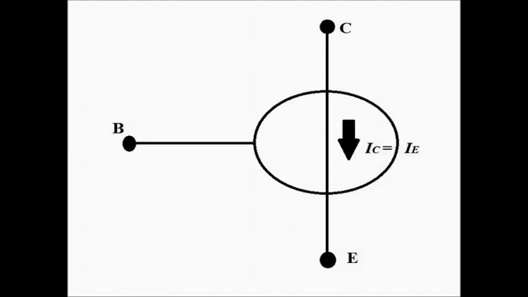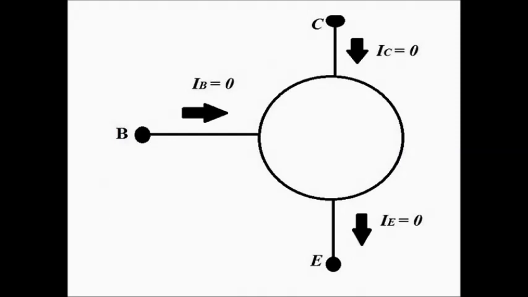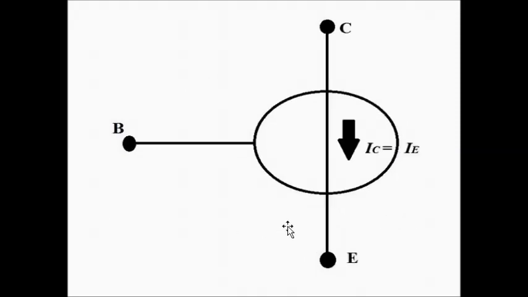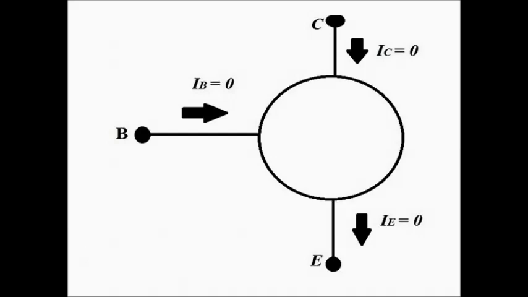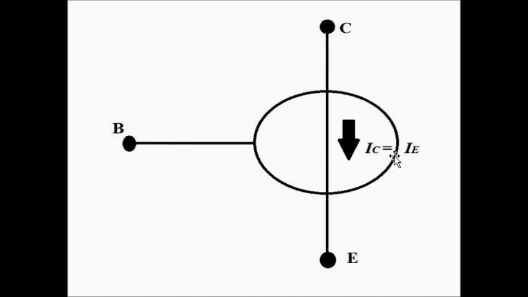So in cutoff mode, both the diodes are reverse biased, off, open circuited, like this. In saturation mode, both the diodes are forward biased, on, and short circuited, like this. In cutoff mode, all the currents are 0. In saturation mode, the collector current becomes equal to the emitter current, which means that the base current is 0.